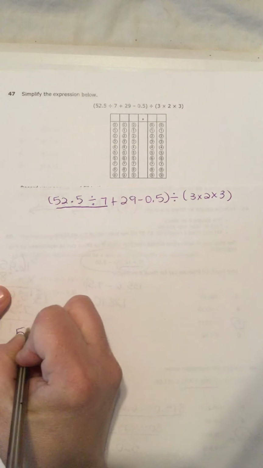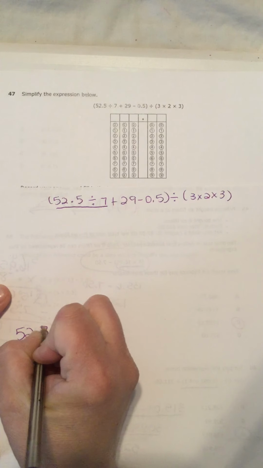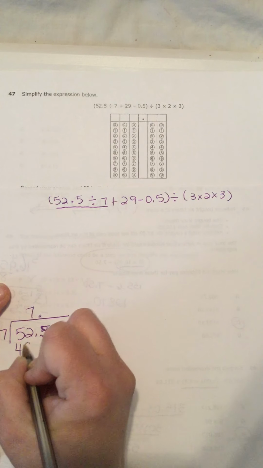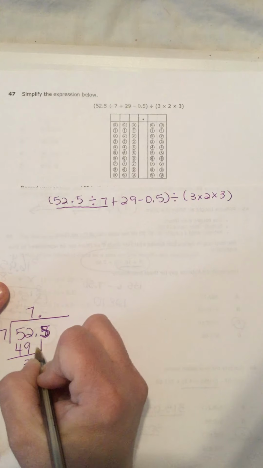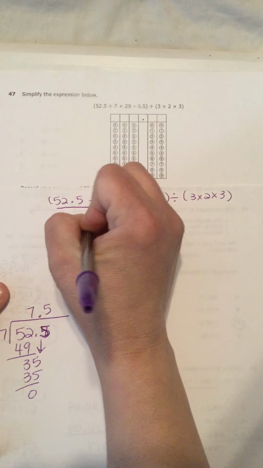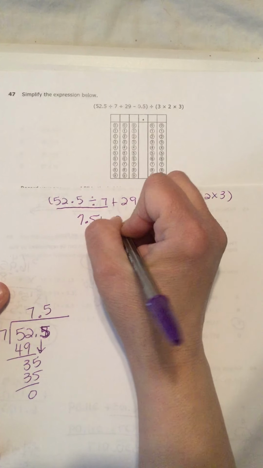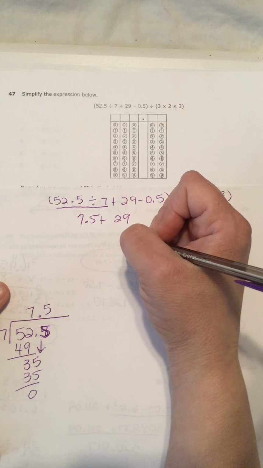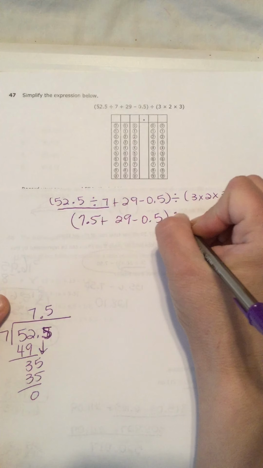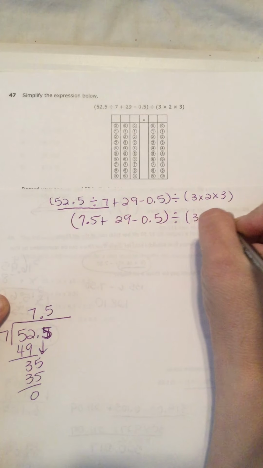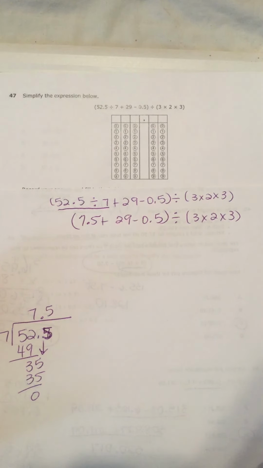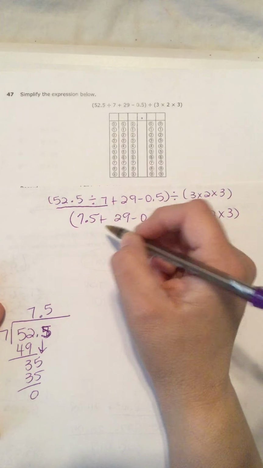So I'm going to come down here, 52.5, sorry, divided by 7. 7 times 7 is 49. 3, bring down the 5. 7 times 5 is 35. So you get 7.5 plus 29 minus 0.5. That's still in parentheses. Divide by 3 times 2 times 3. Okay. All right. We're still in the parentheses.